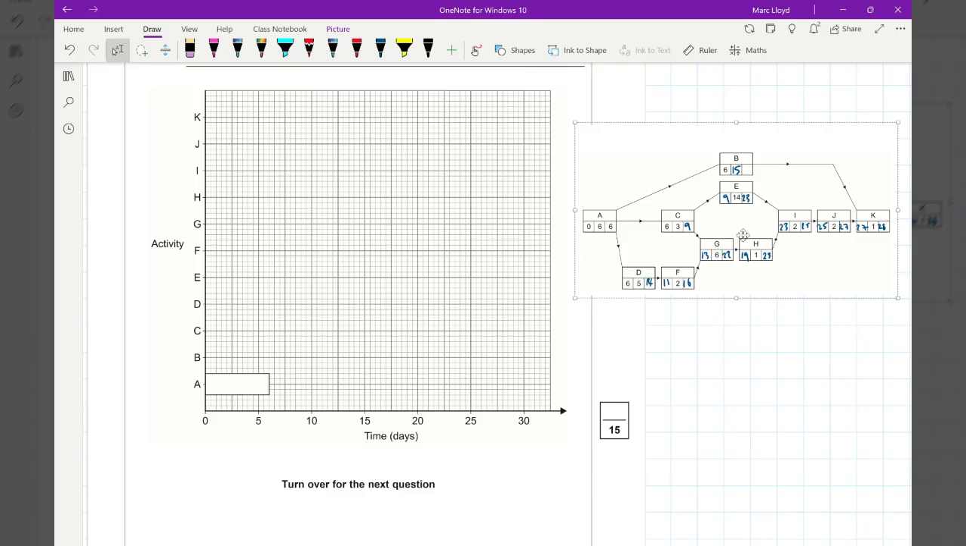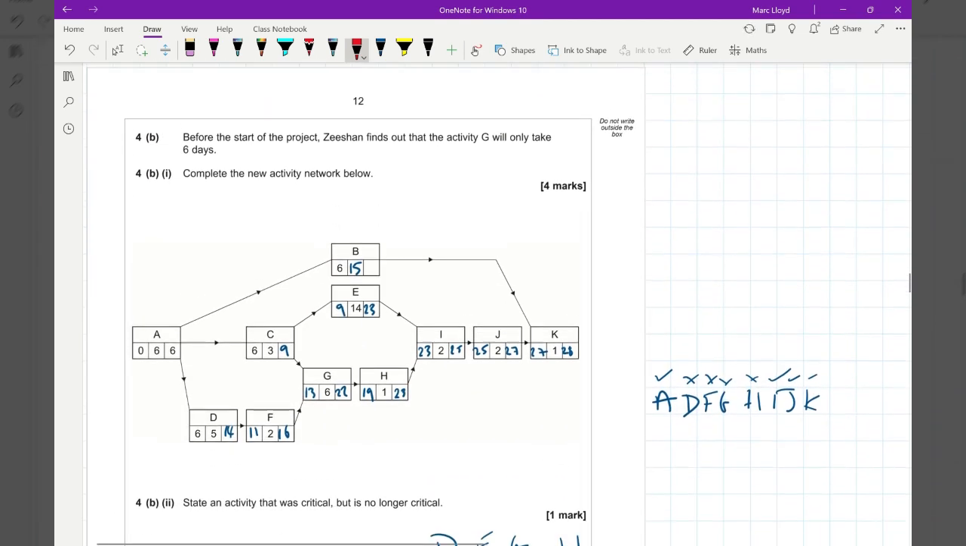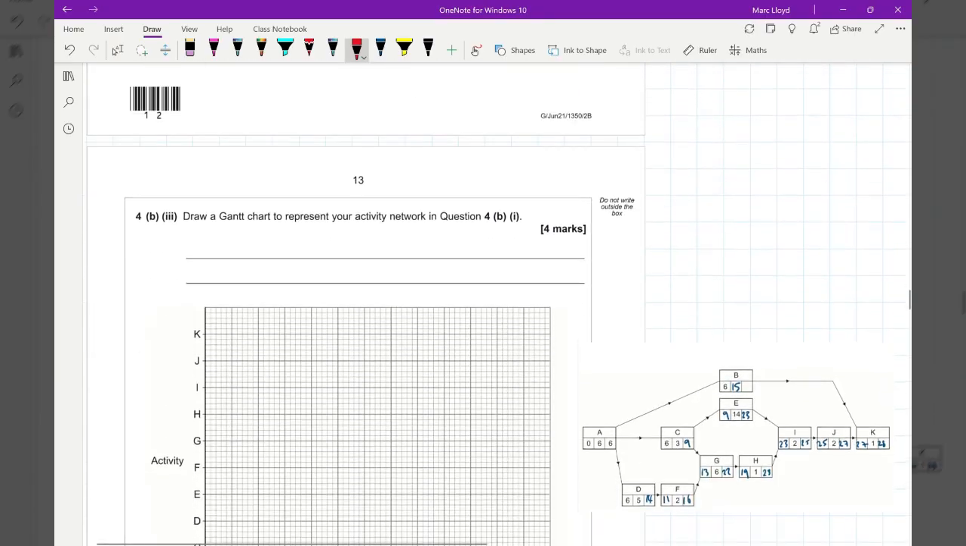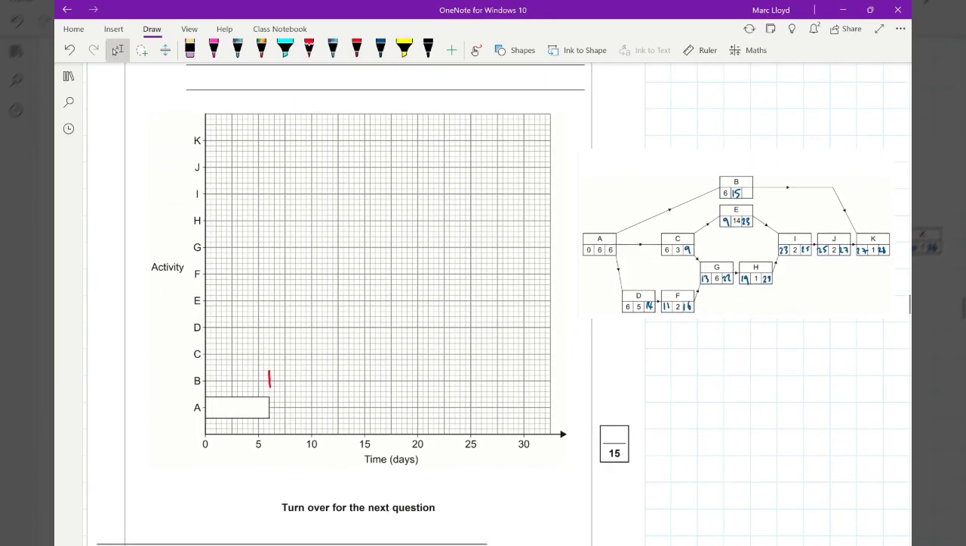So for B, starts at 6. 2 lines make up for 1. Oh, that's a terrible drawing. There we go. It's got a duration of 15. I don't have a late time up there. I've just spotted that. 28, sorry, take away 1 is 27. That was terrible. Right, I'll better write it there as well.